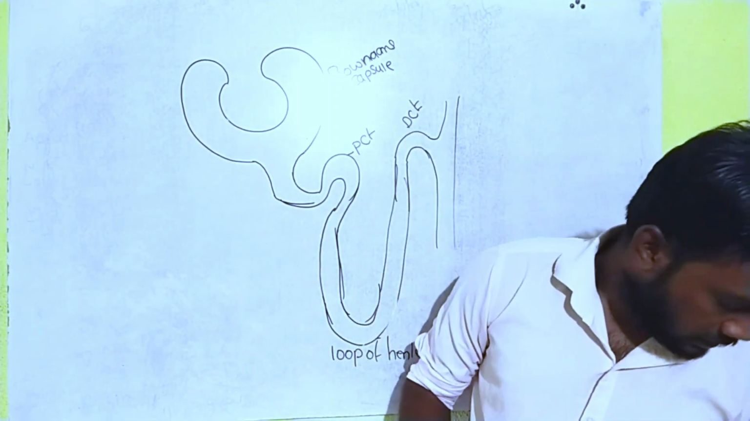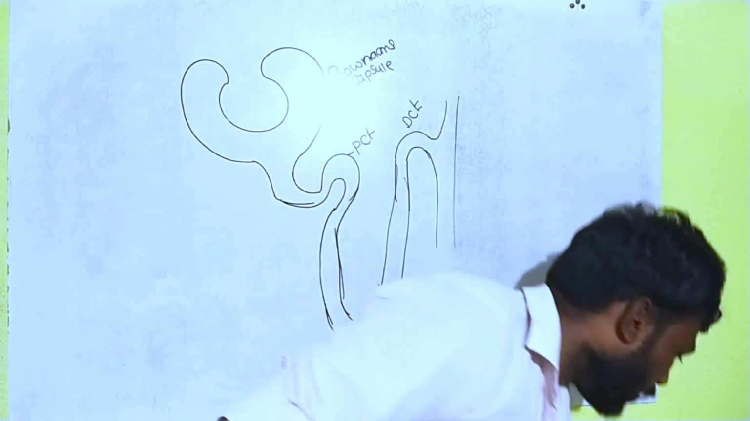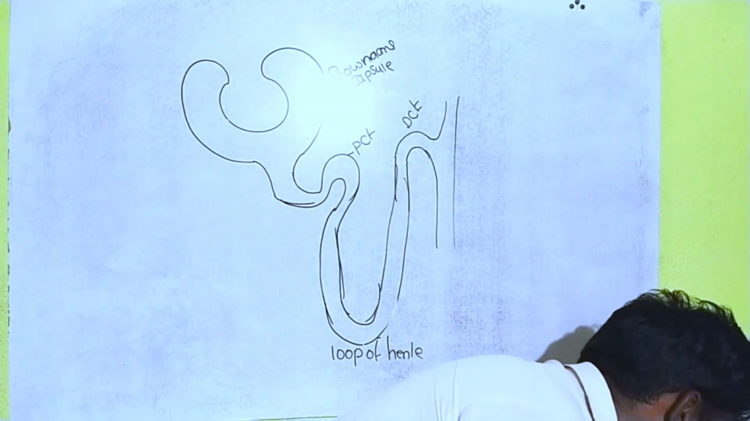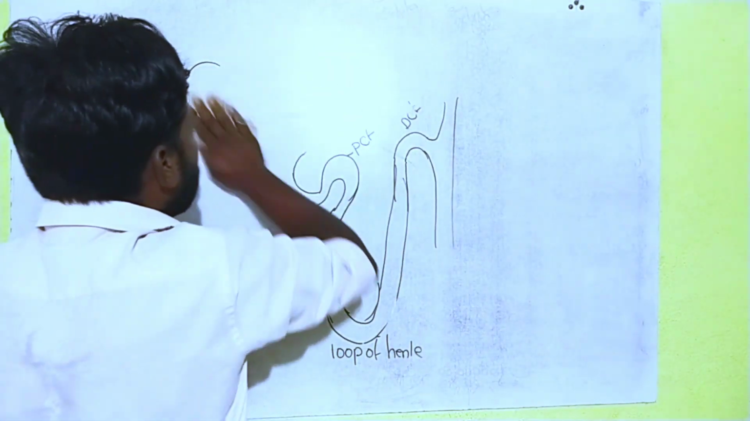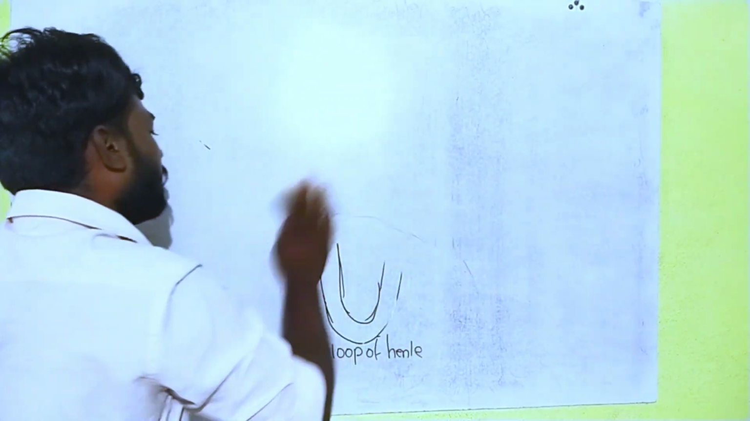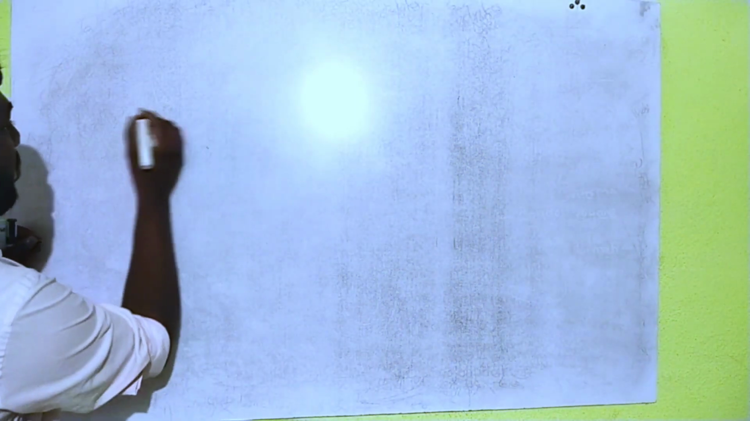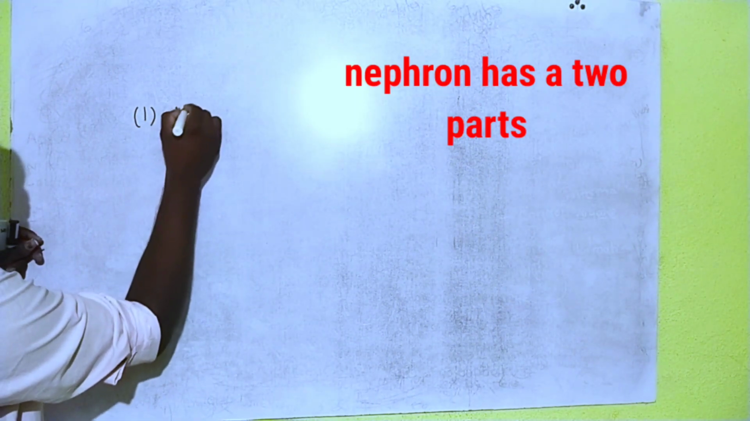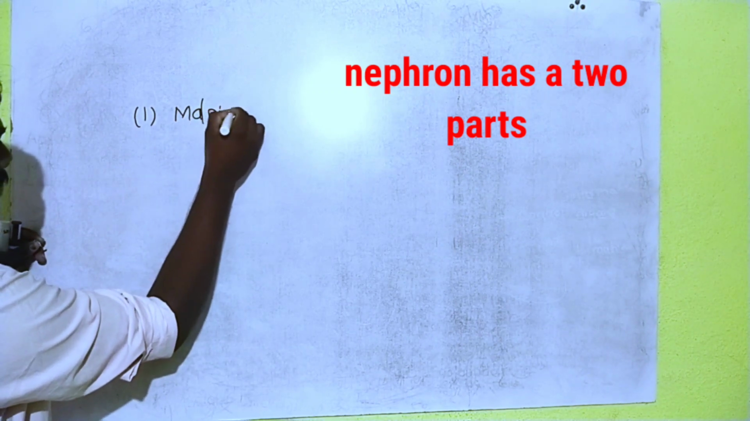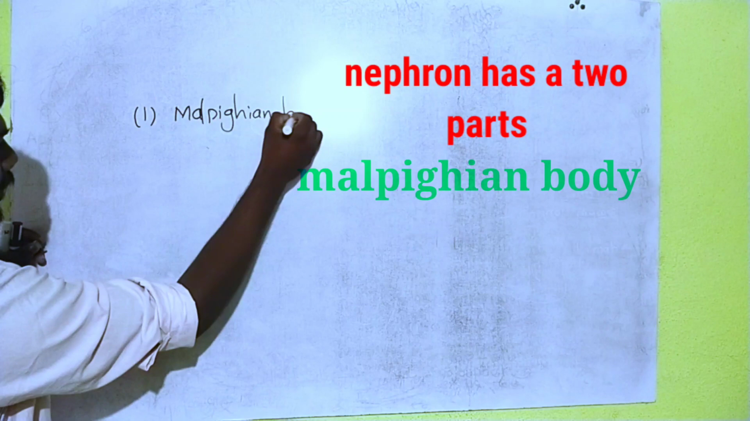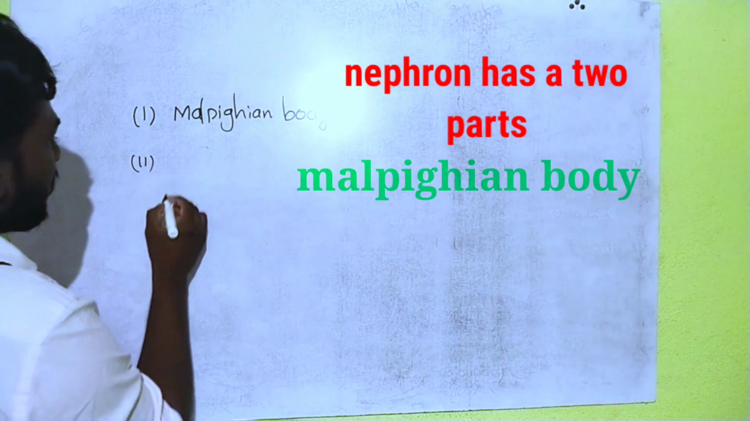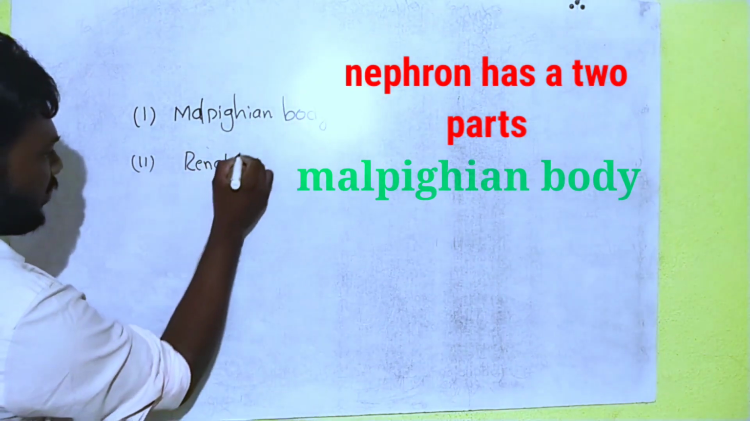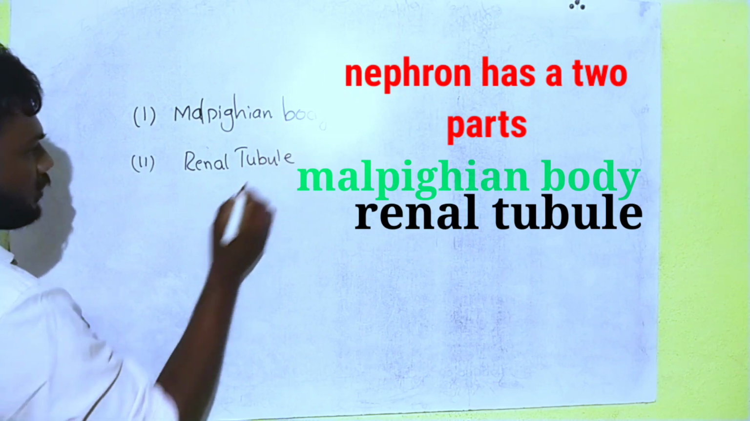Now we are going to discuss the structure of nephron in detail. Let us see what the nephron is and what its importance is. The nephron has mainly two parts, which are very important. The first one is the Malpighian body. The second one is the renal tubule. These two parts are very important.